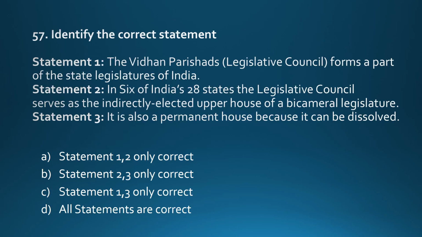Question number 57. Identify the correct statement. Statement 1. The Vidhan Parishads Legislative Council forms a part of the state legislatures of India. Statement 2. In 6 of India's 28 states, the Legislative Council serves as the indirectly elected upper house of a bicameral legislature. Statement 3. It is also a permanent house because it can be dissolved. Option A, statement 1, 2 only correct. Option B, statement 2, 3 only correct. Option C, statement 1, 3 only correct. Option D, all statements are correct.